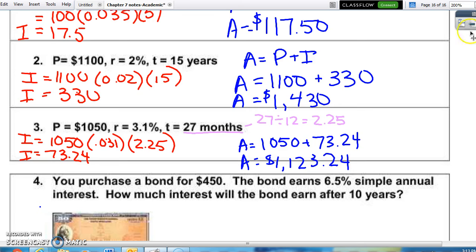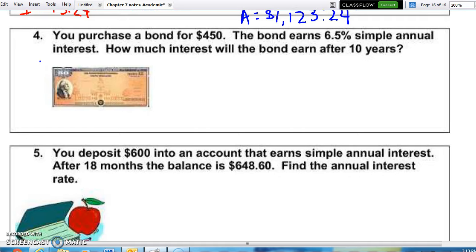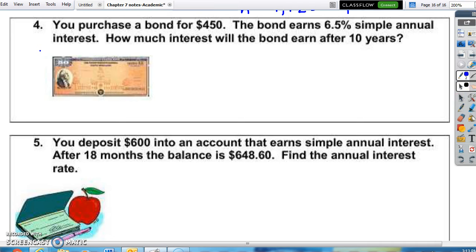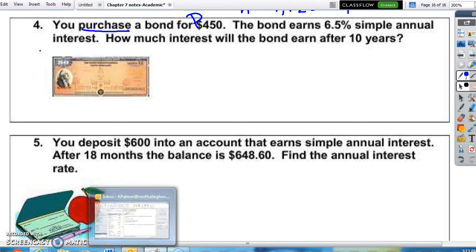Now, if we look at our word problems, these are not as easy to figure out because we have a bond for $450. That bond earns 6.5% simple annual interest. How much will the bond earn after 10 years? Well, we can go through and just determine that this is purchased. We purchased that bond for $450. So that is my principal.